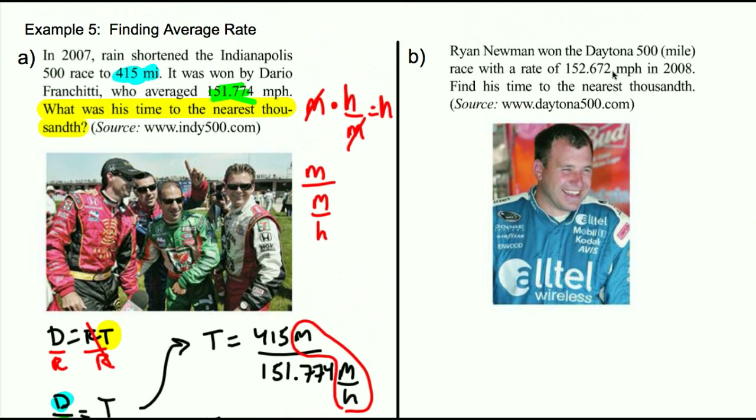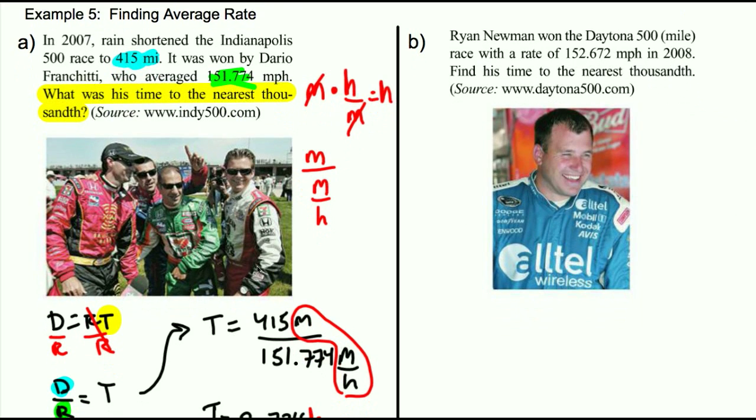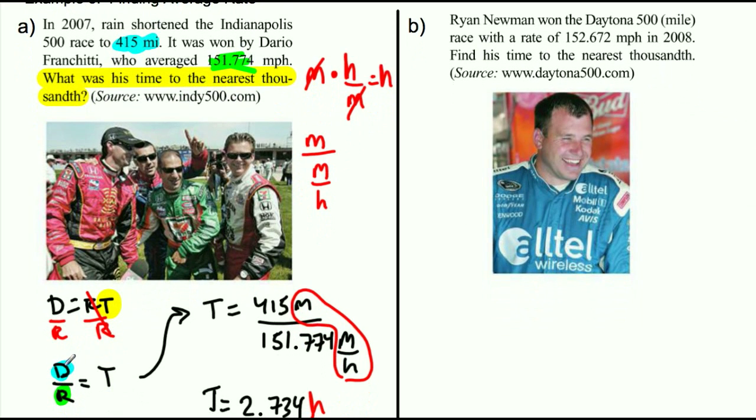Okay, let's do the same thing for this example over here. So Ron Newman, he also won his race, which now was 500 miles, with a rate of 152.672 miles per hour in 2008. Find the time to the nearest 1,000th place. So we're going to use the same formula here, meaning that we're going to use time equals distance over rate, because it's asking us to find the time. So I know we're going to use t equals d over r.